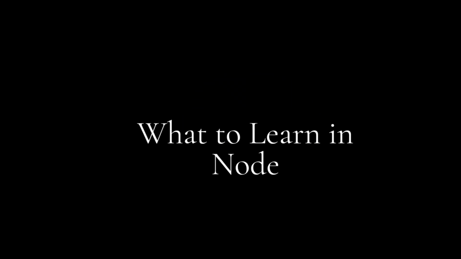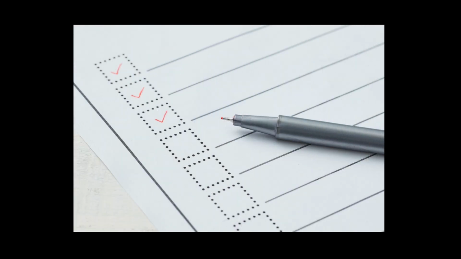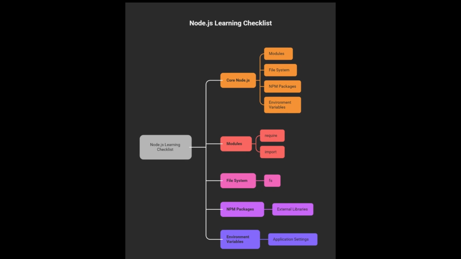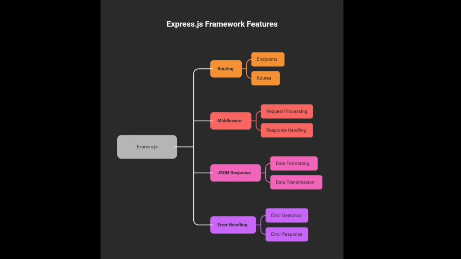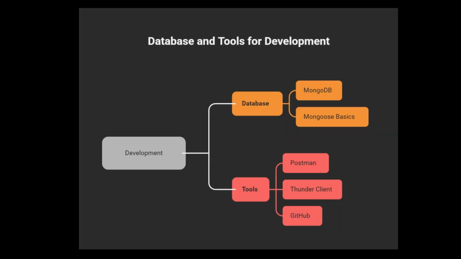Phase 6. What to learn in Node. Here's your learning checklist. Core Node.js: modules, require and import, file system (fs), NPM packages, environment variables. Express.js: routing, middleware, JSON response, error handling. Database: MongoDB, Mongoose basics. Tools: Postman, Thunder Client, GitHub.